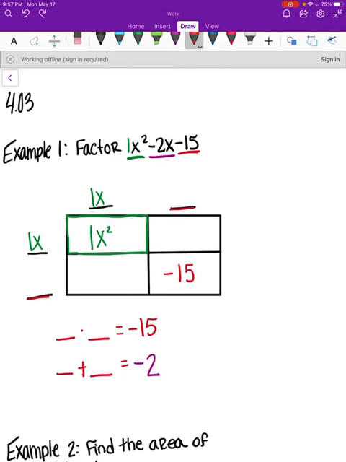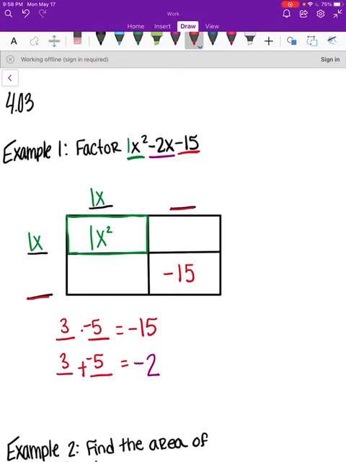So let's do negative 3 times 5. That equals negative 15. Negative 3 plus 5, well, negative 3 plus 5 is a positive 2. So let's try switching our signs. Let's do positive 3 times negative 5, and then positive 3 plus negative 5. There we go. That equals negative 2.